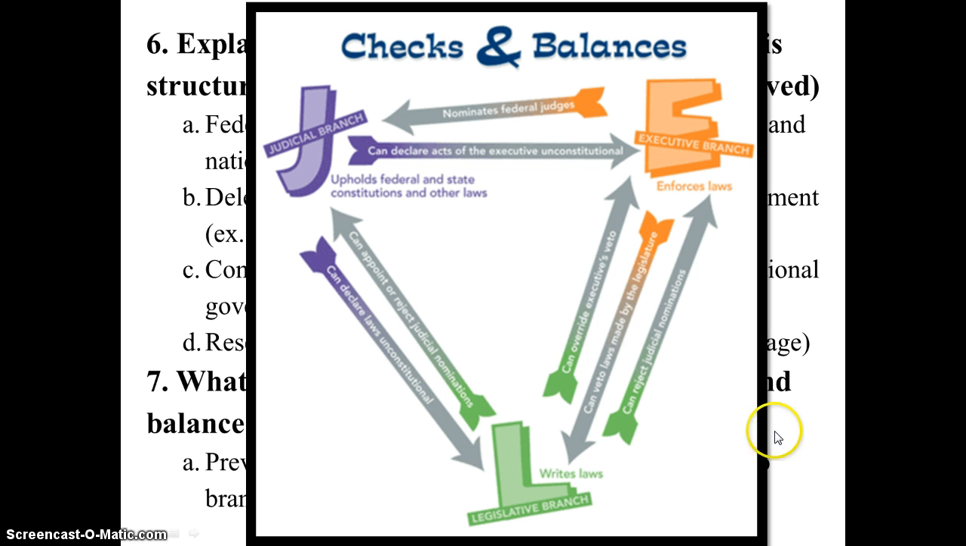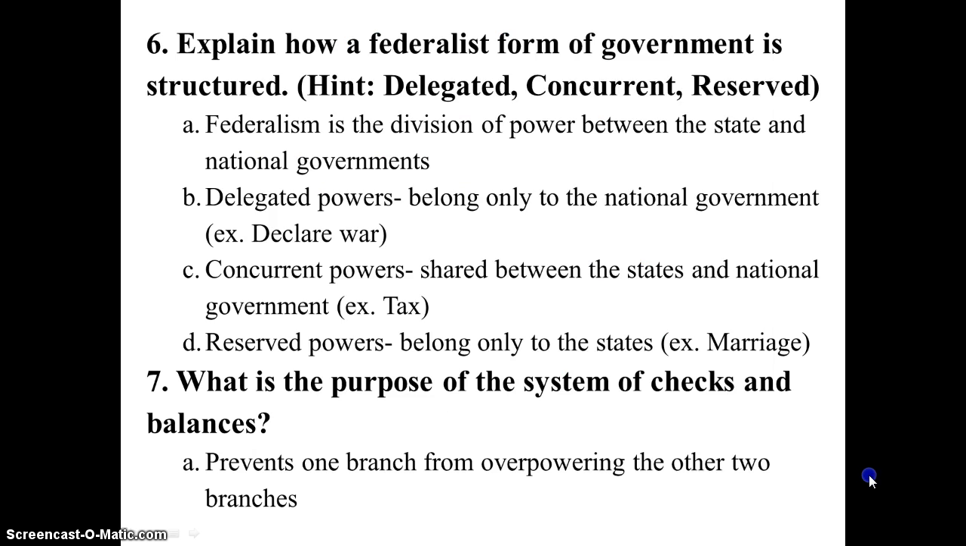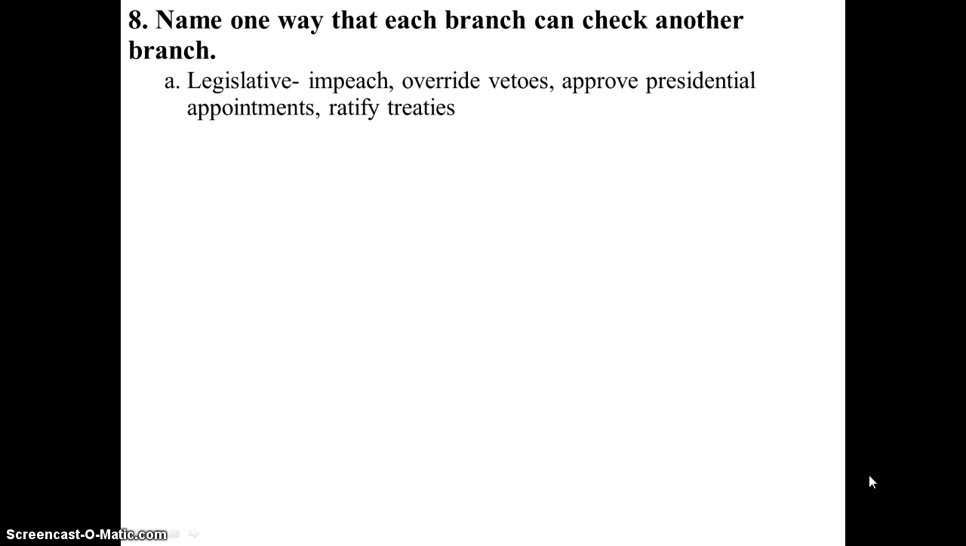And so if you wanted to pause it here, you could actually look at this. I'm actually going to go into some of it in the next slide, but I like this. This is a neat little charty-do. That's right, I said charty-do, for you to check out and kind of see what the deal is, who can do what. Alright, so one way that each branch can check another branch. You know what? I'm an overachiever. I'm going to name more than one. So yeah, the legislative branch, they can impeach people.